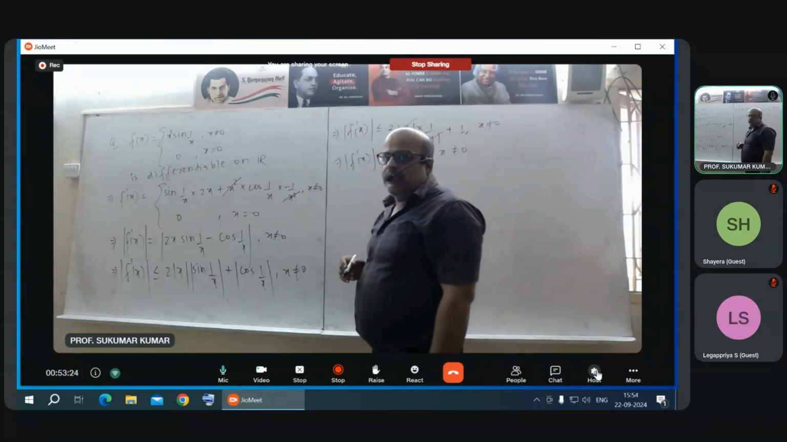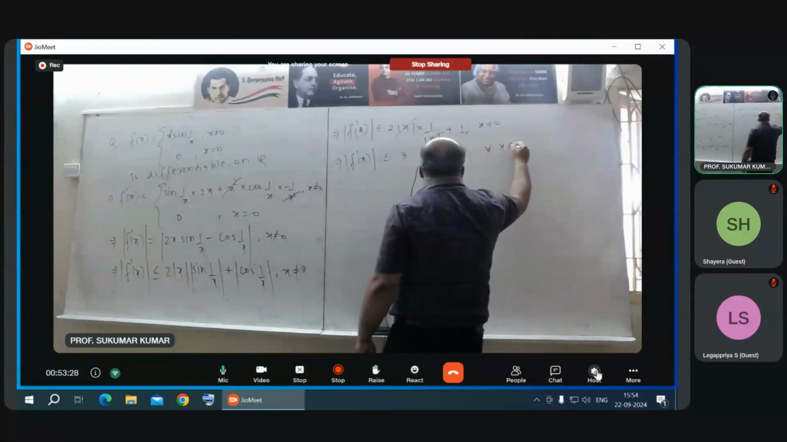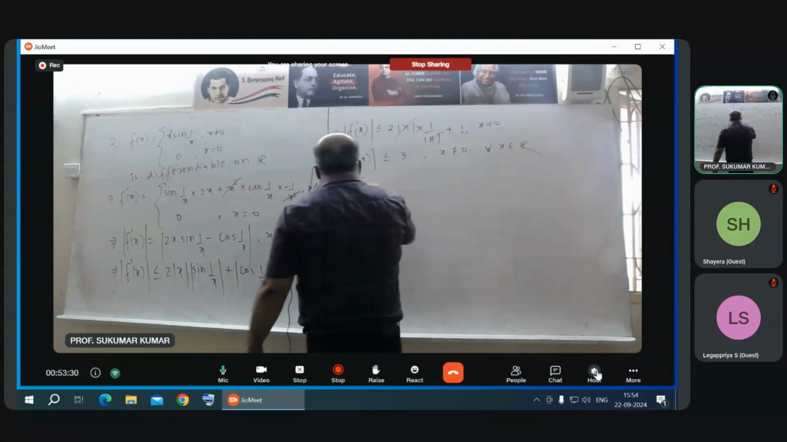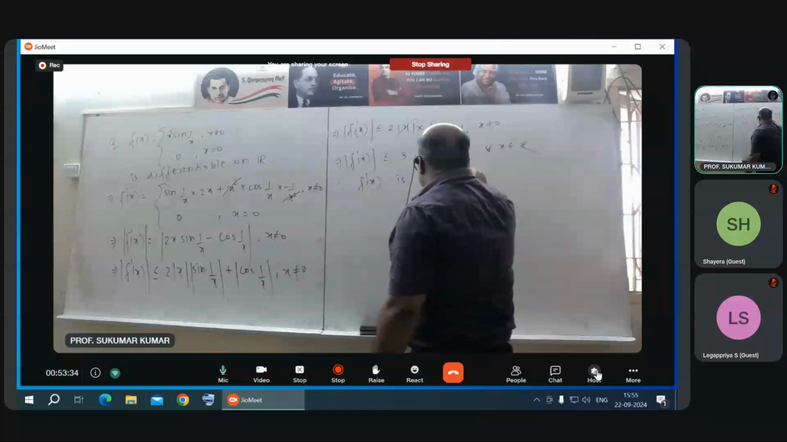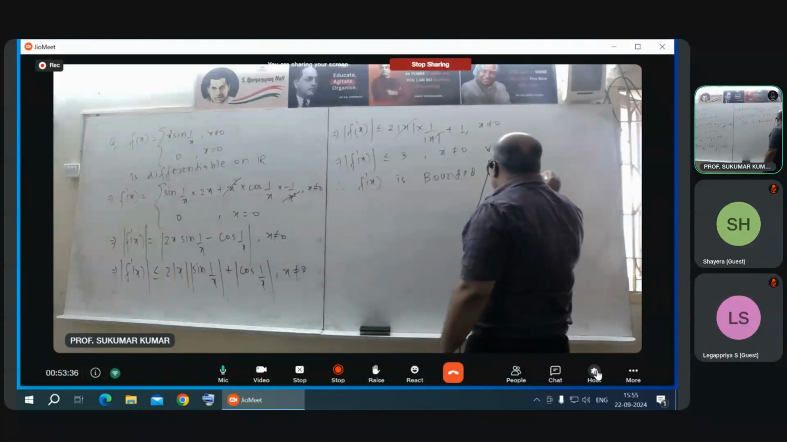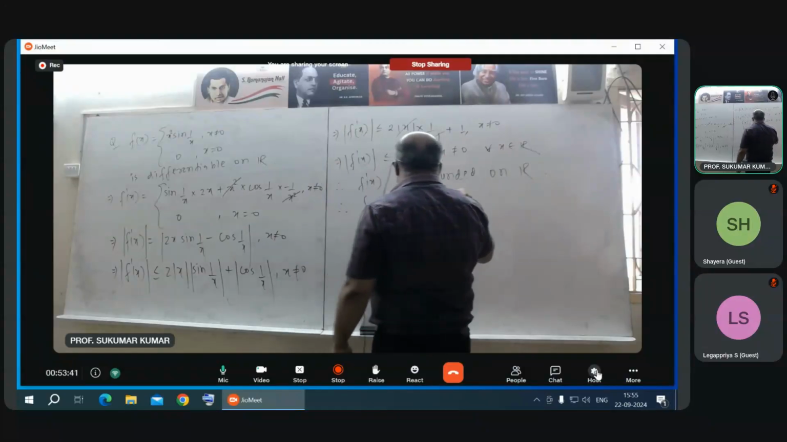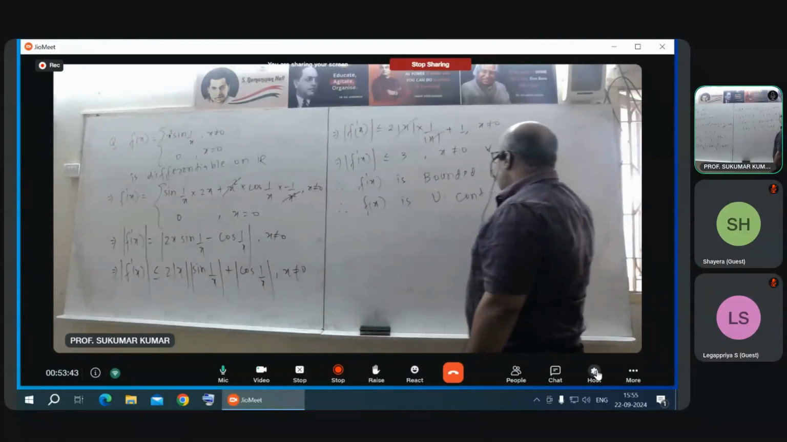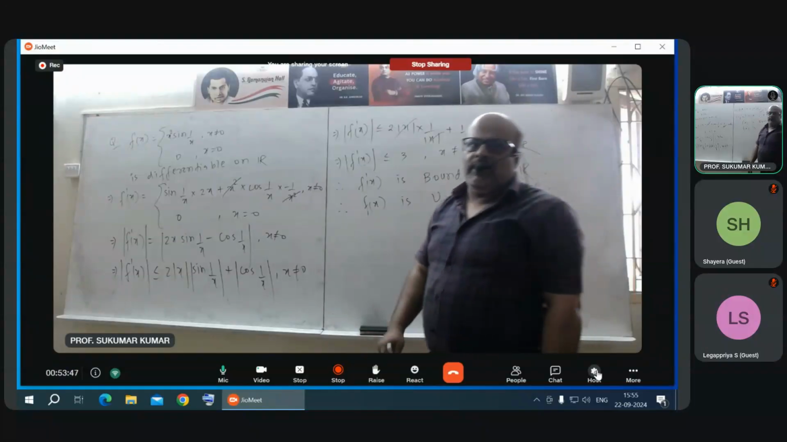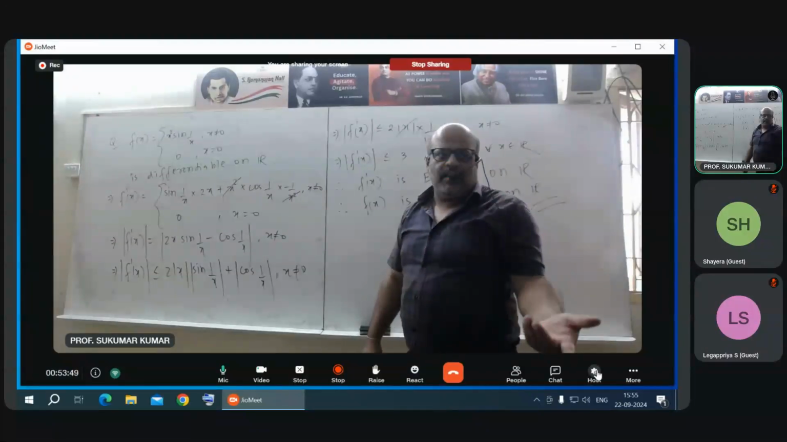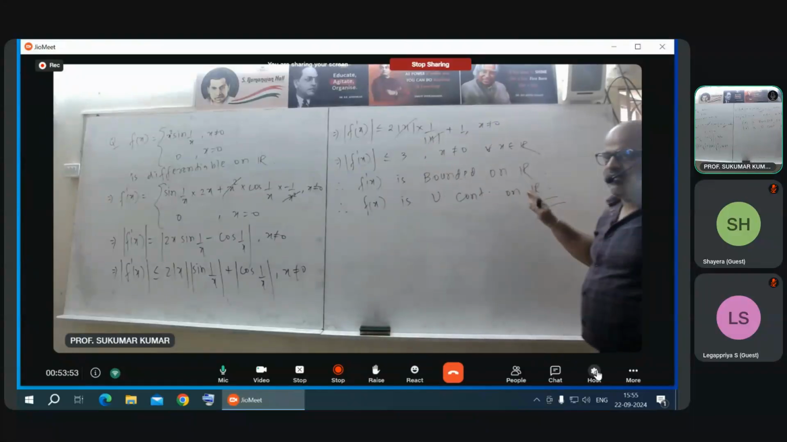So the derivative function is bounded on R, for all x belongs to R. So f dash x is bounded on R. So finally our given function is uniformly continuous on R, or any infinite interval. When I write R, it means whatever interval you can choose.